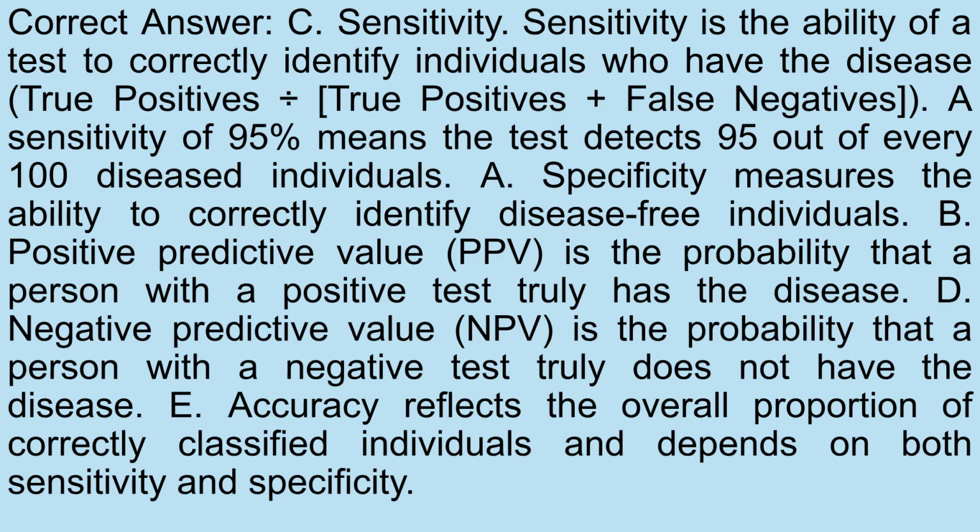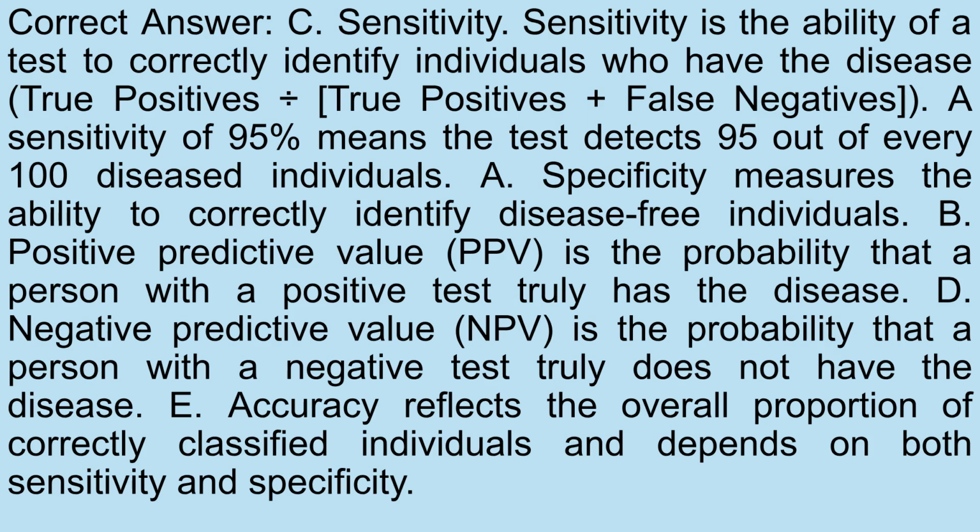Sensitivity. Sensitivity is the ability of a test to correctly identify individuals who have the disease. True positives divided by true positives plus false negatives. A sensitivity of 95% means the test detects 95 out of every 100 diseased individuals.